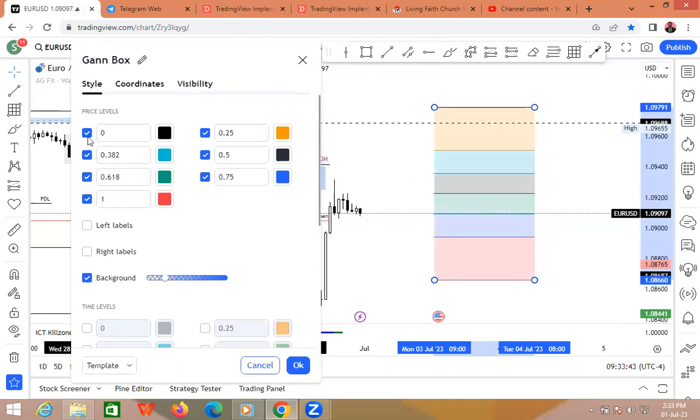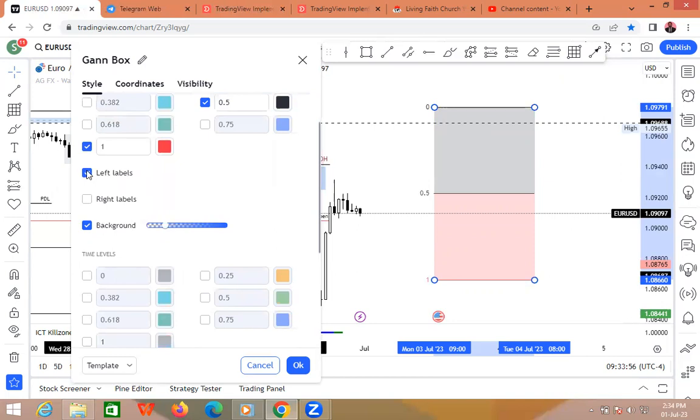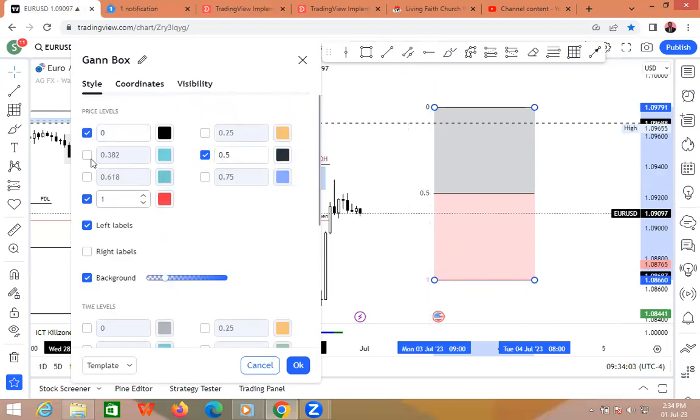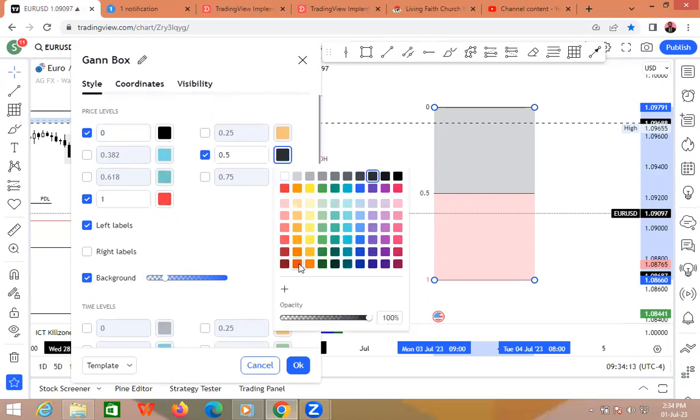The background remains. I'm leaving only 0, 0.5, and 1. That's all I left. So you can now change the color. My 0.5 is black, so you can bring it to this color or that color. You can just play with it.